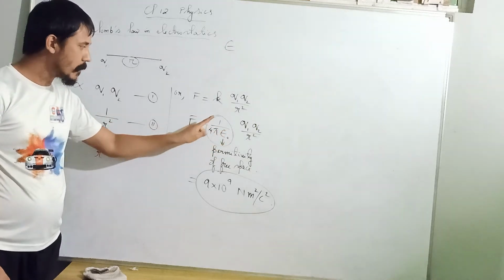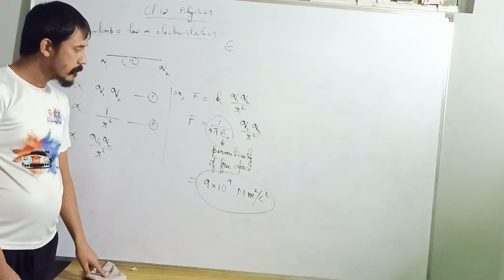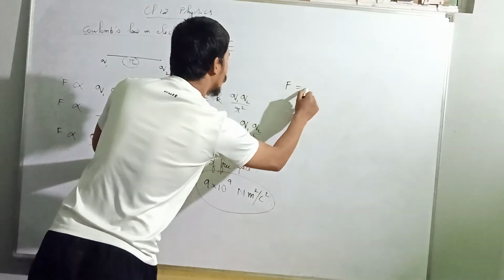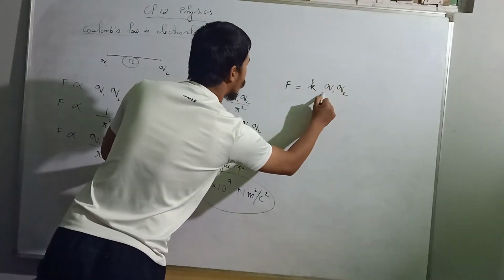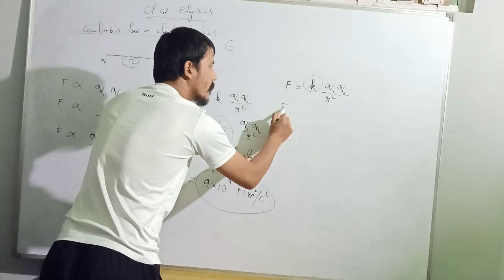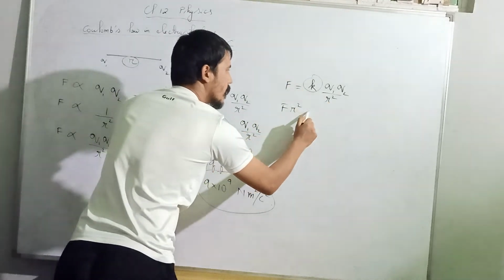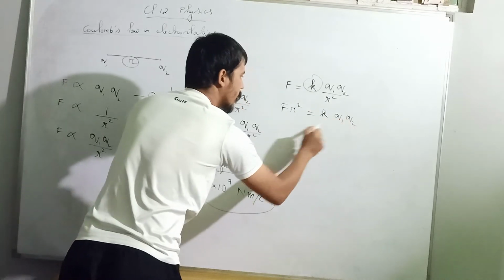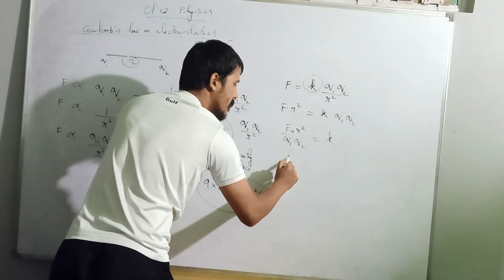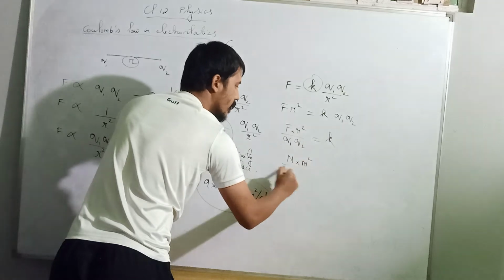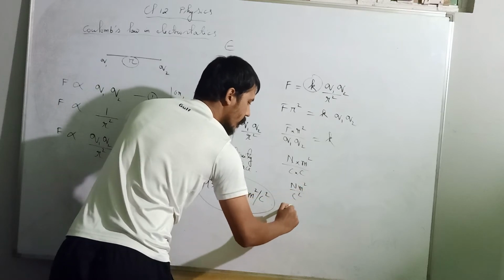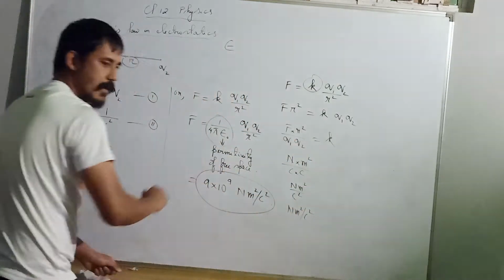And then the unit. F is equal to K Q1 Q2 by R square, right? I want to find the unit of K, so I can cross multiply: F times R square equals K times Q1 Q2. So F times R square upon Q1 Q2 is K. Force is newton, R square is meter square, Q1 is coulomb, Q2 is also coulomb. So newton meter square per coulomb square, that's K.